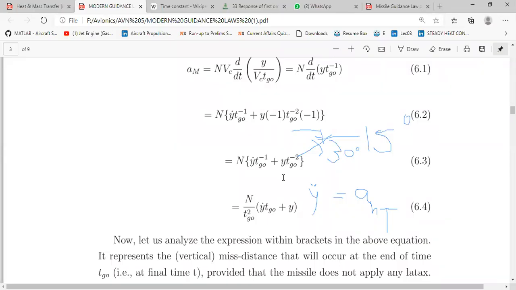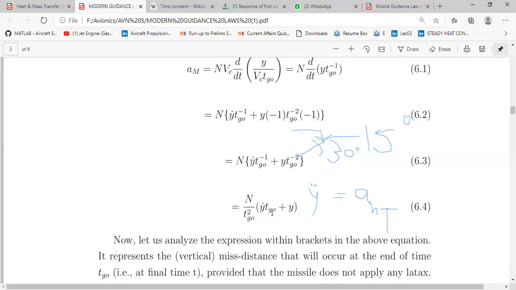And final time, TF, is the time required to hit the target from the starting point. Once you launch the missile, from that point to the time you hit the target, that is your final time. And current time is your current location, that will be your current time. So time to go will be final time minus your current time.